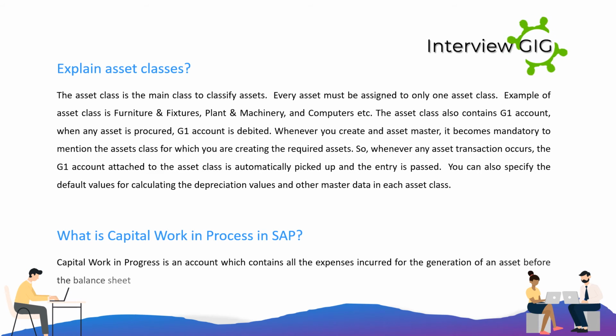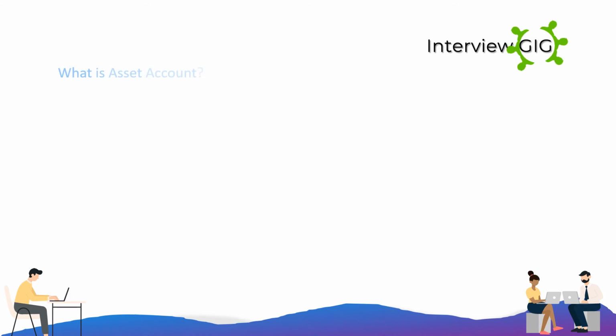What is capital work in progress in SAP? Capital work in progress is an account which contains all the expenses incurred for the generation of an asset before the balance sheet. What is an asset account?